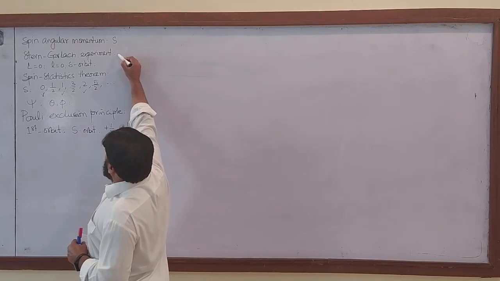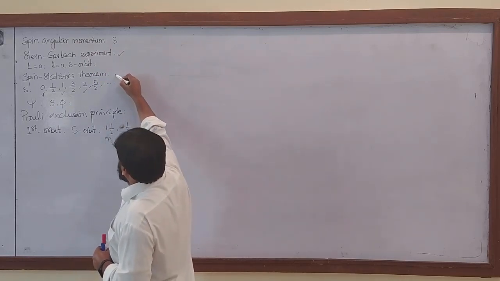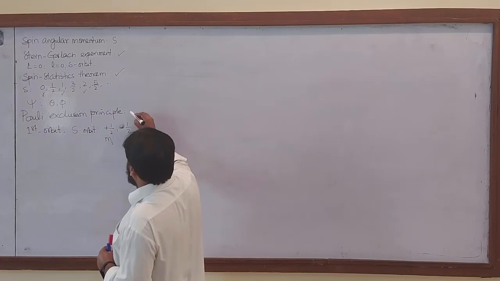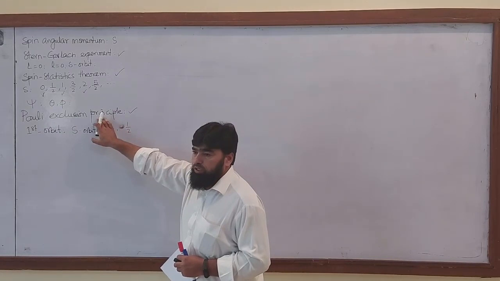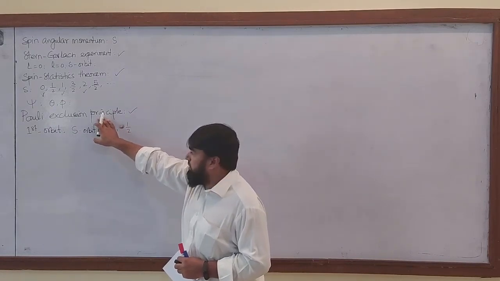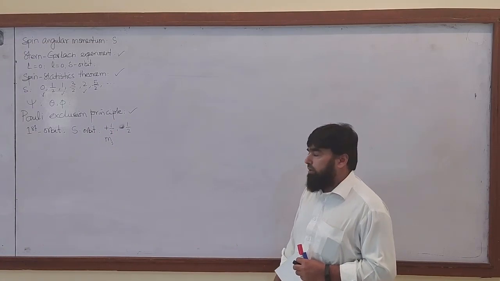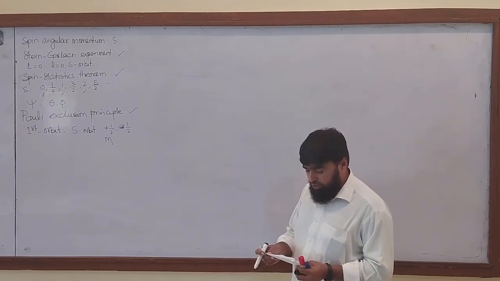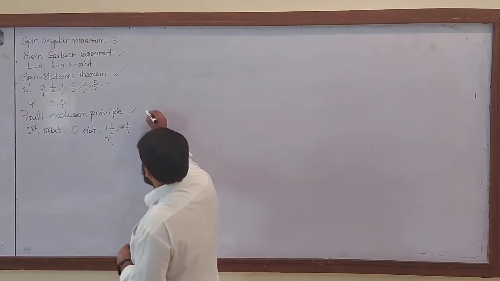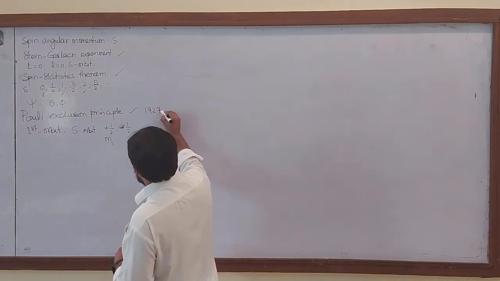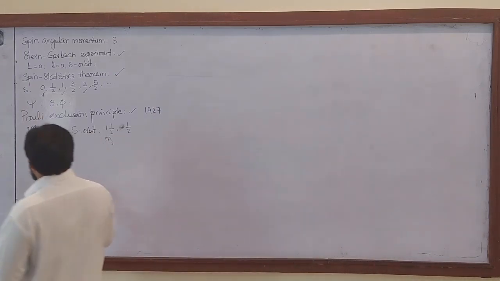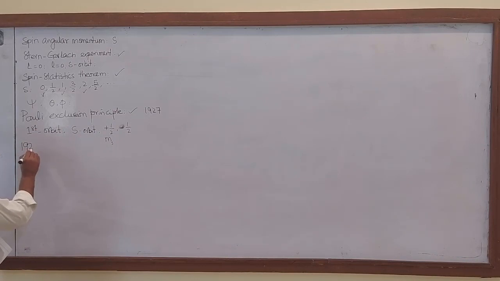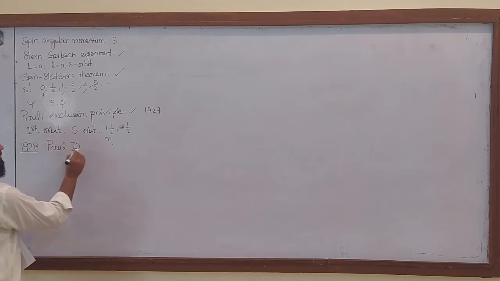Spin angular momentum: one confirmation from the experiment, the other from the statistics, and then from the theoretical work by Pauli, the Pauli exclusion principle, which he did mathematically in 1927. And then in 1928 it was Paul Dirac.